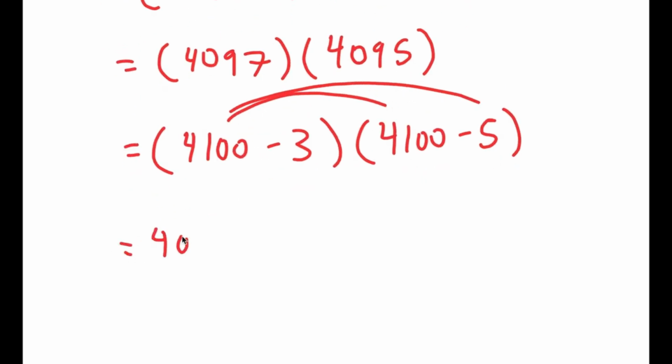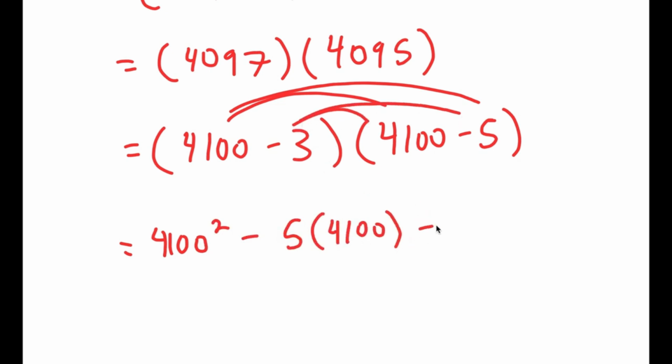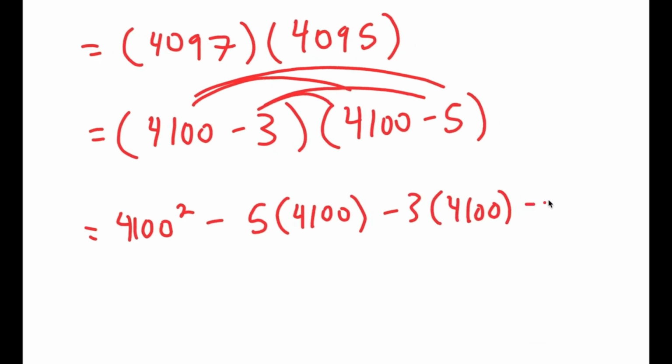So I get 4,100 squared minus 5 times 4,100. And then now I have minus 3 times 4,100 minus 3 times negative 5.